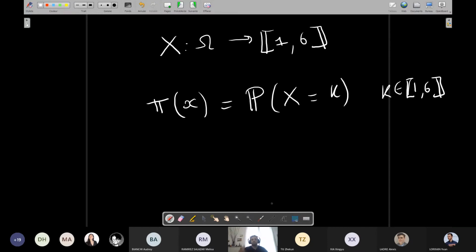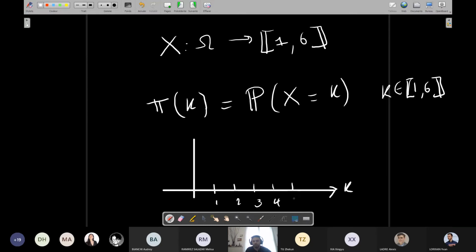Okay, you launch your dice. What's the probability? You have just 6 possibilities. Here this must be k. Here you have the k axis. It can be 1, 2, 3, 4, 5, or 6. And here you plot the probability that x equals k.